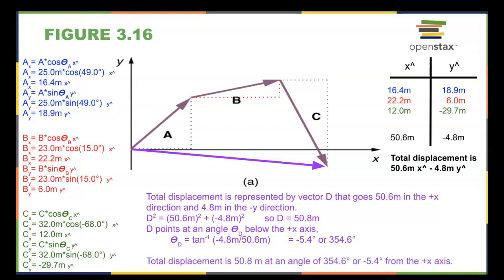Meaning my final answer here was total displacement is 50.6 meters x hat minus 4.8 meters y hat. Another way of saying it is 50.8 meters at an angle of 354.6 degrees or at an angle of negative 5.4 degrees from the positive x-axis. Those are equivalent correct answers. Sometimes you are specifically told which format to use, and when you're not, then you pick whichever format seems best to you.